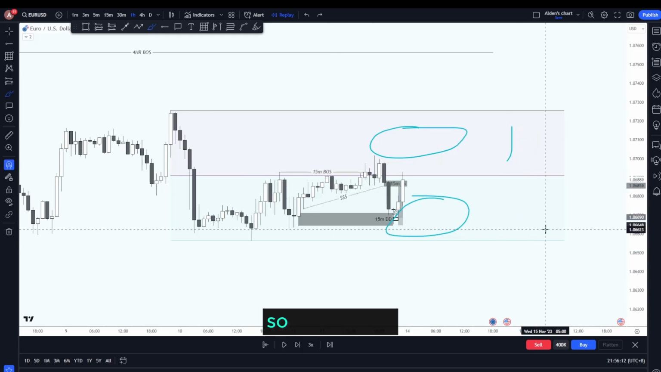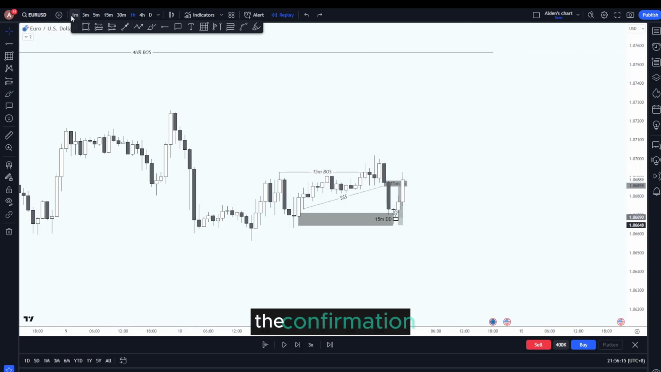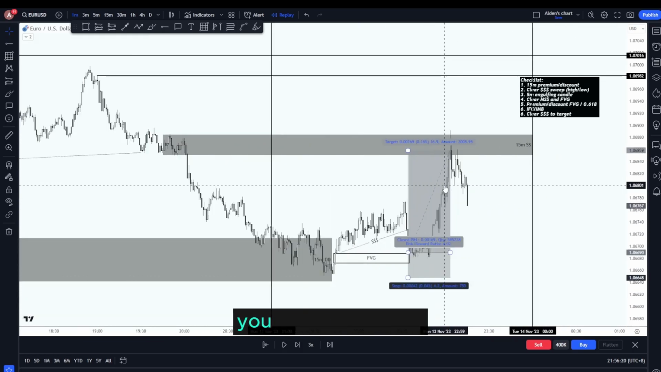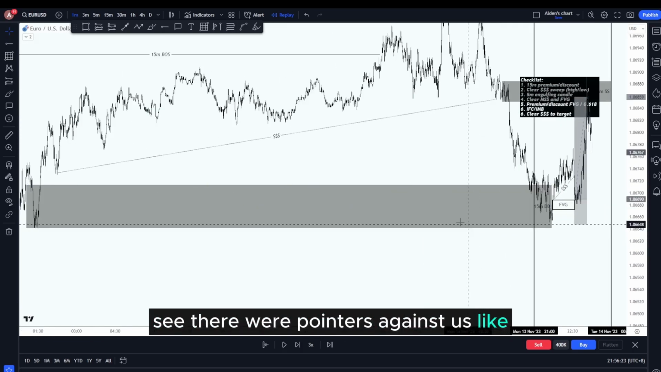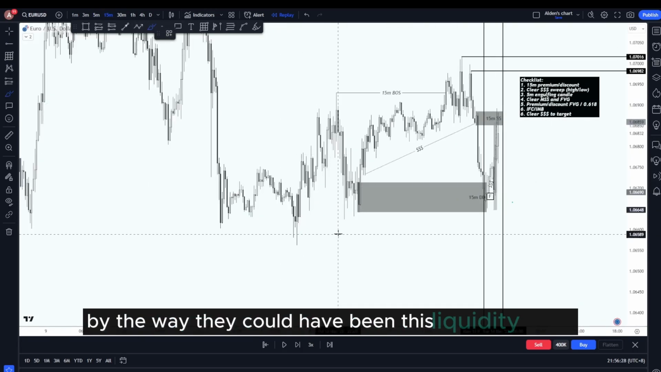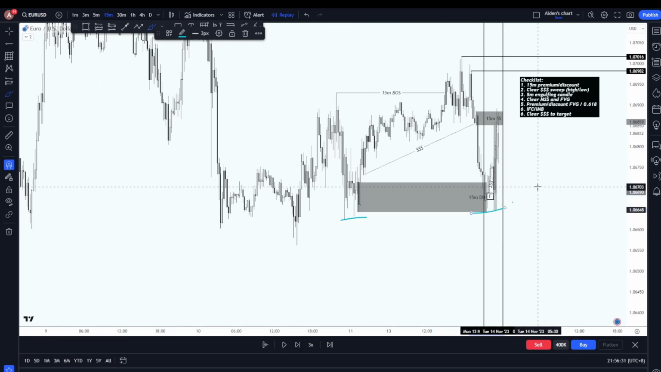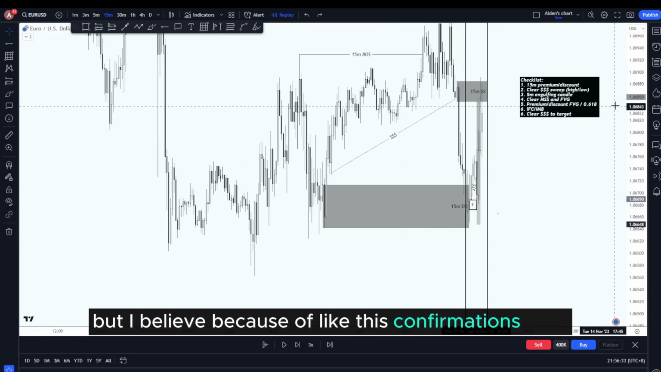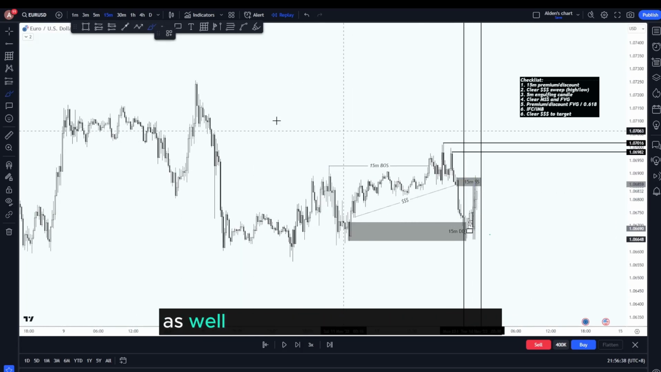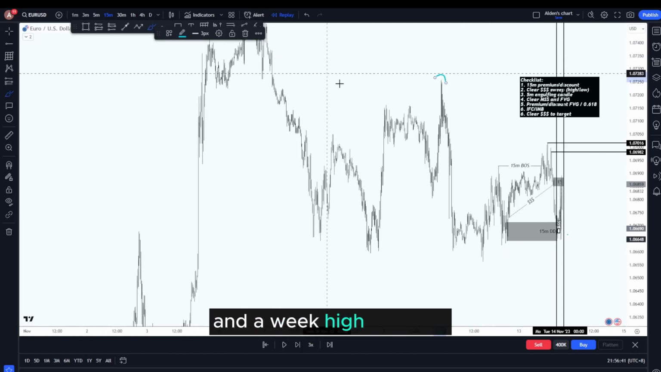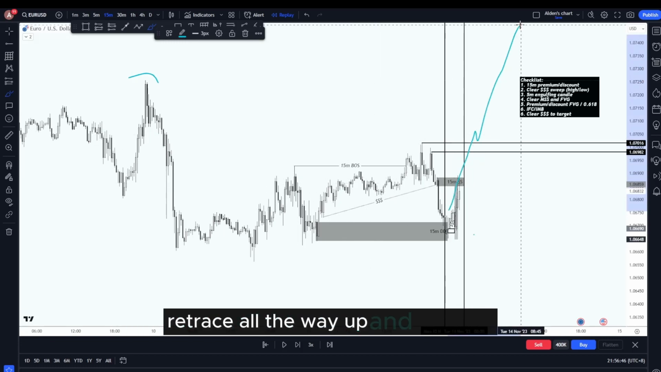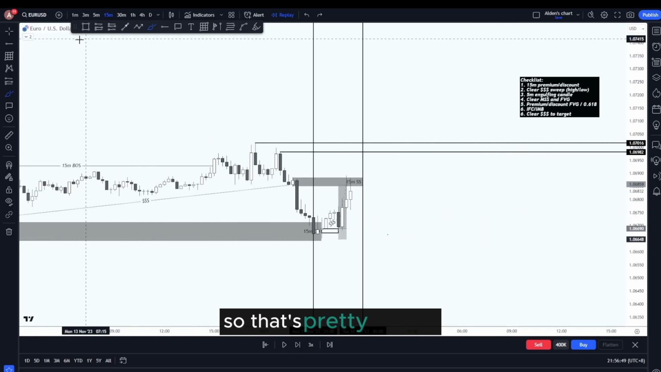So that is why I had the confirmation and the confidence to pretty much take this trade over here in this long position, even though you could say there were pointers against us. Maybe there was liquidity below us right here, but because of these confirmations, I took this trade. Basically, the fact that we are in discount, as well as we have a weak high here and a weak high up there, and we can probably expect price to just retrace all the way up and continue. So that's pretty much it.